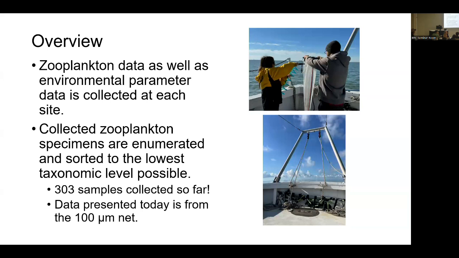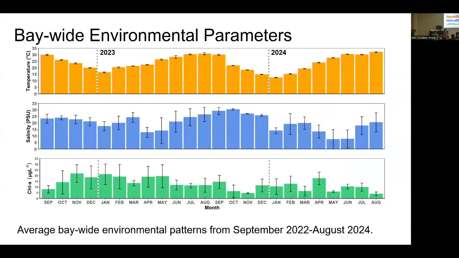And in total, we have collected 303 samples. And the data that I'll be focusing on today is taken from the 100-micron net specifically. So this is just a very brief look at the average baywide environmental patterns taken as an average in all stations across the time period from September 2022 to August of 2024.